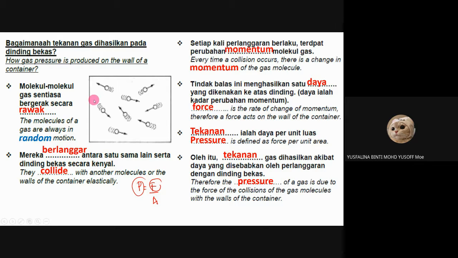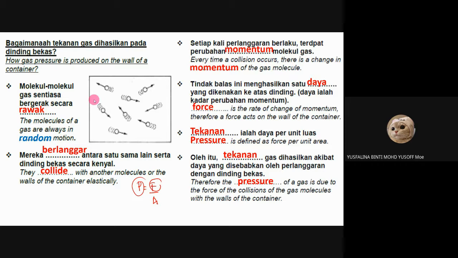Generally, what we can say here is that the pressure occurs when the gas molecules collide with the wall of the container. The collision between the wall of the container and the molecules will produce the pressure. So if the collisions increase, it means the pressure will also increase. So that is how the pressure is produced.